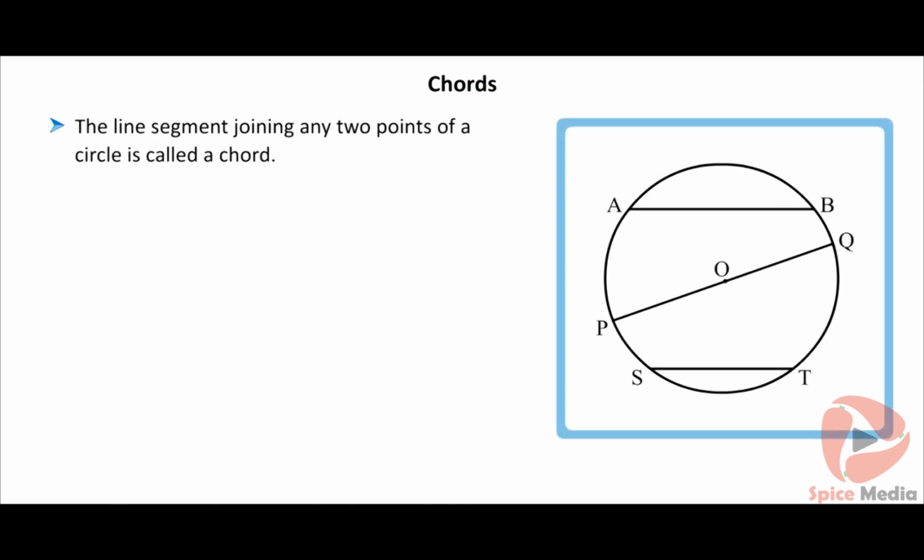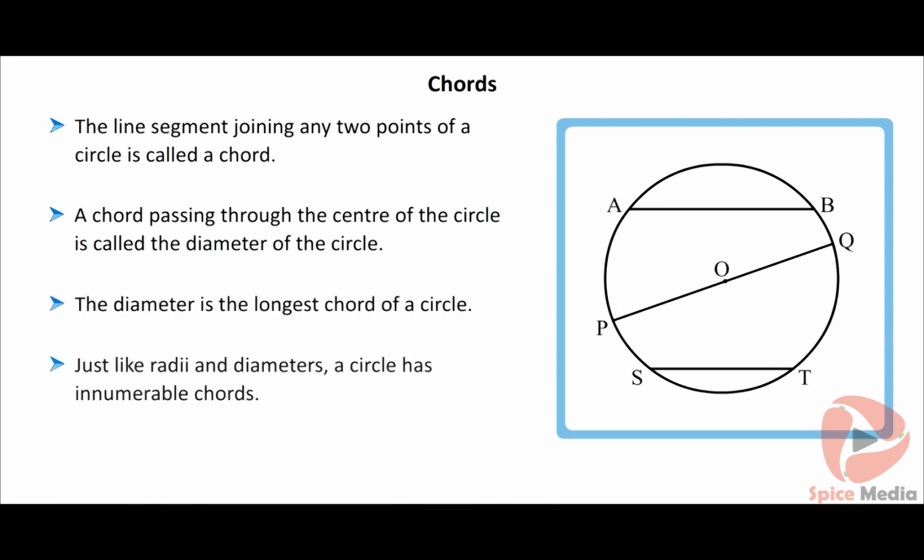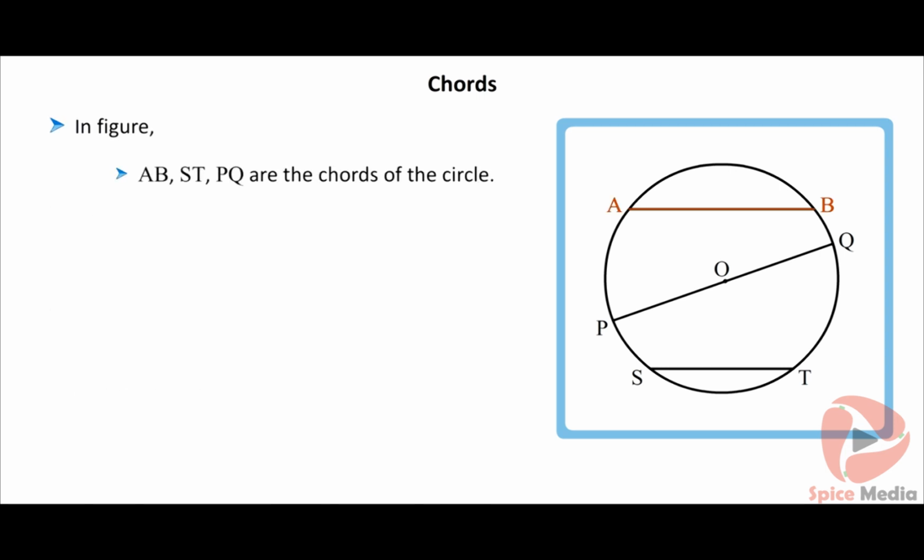Let us see the chords of a circle. The line segment joining any 2 points of a circle is called a chord. A chord passing through the center of the circle is called the diameter of the circle. The diameter is the longest chord of a circle. Just like radii and diameters, a circle has innumerable chords. In the figure, AB, ST, PQ are the chords of the circle. PQ is the longest chord, which is known as the diameter of the circle.